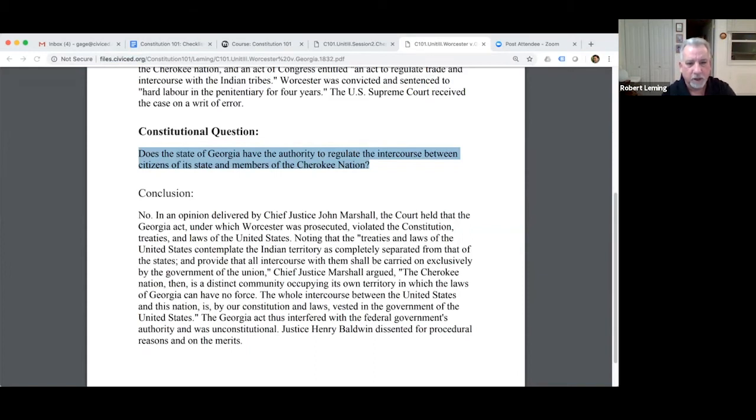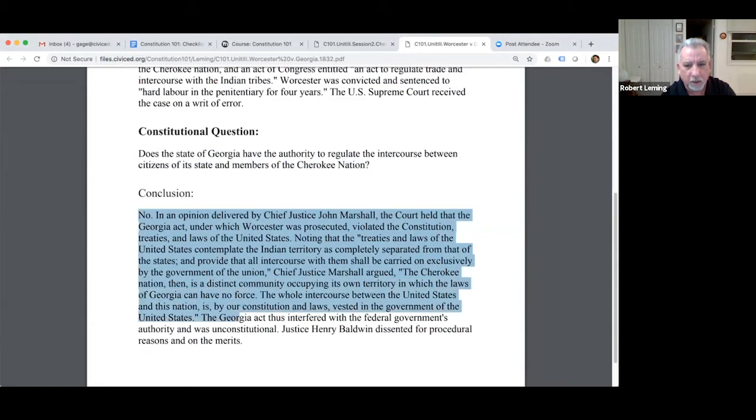No, in an opinion delivered by Marshall, the treaties and laws of the United States contemplate the Indian territory as completely separated from that of the states and provide all intercourse with them shall be carried exclusively by the government of the Union. The Cherokee Nation then is a distinct community occupying its own territory in which the laws of Georgia can have no force. The whole intercourse between the United States and this nation is by our Constitution and laws vested in the government of the United States. Thus, the Georgia Act that interfered with the federal government's authority was unconstitutional.